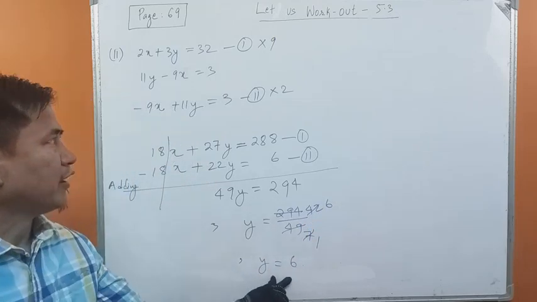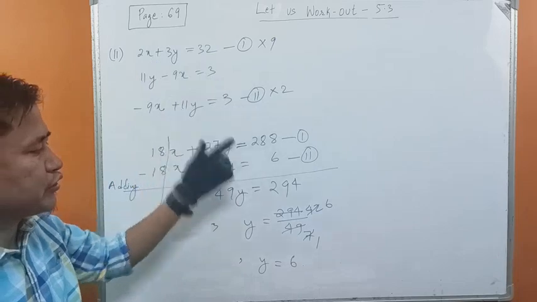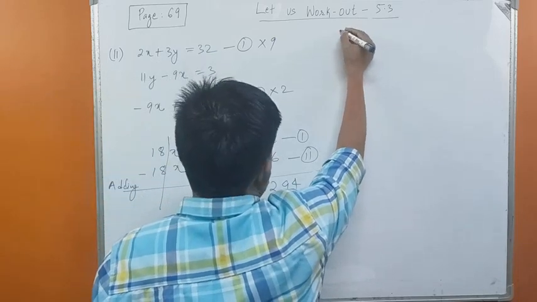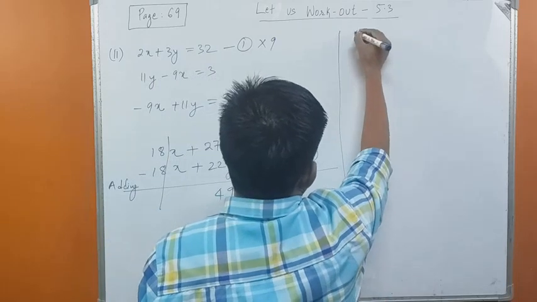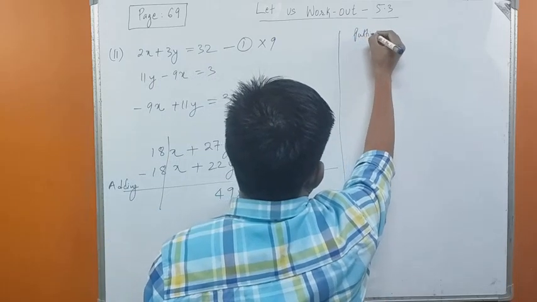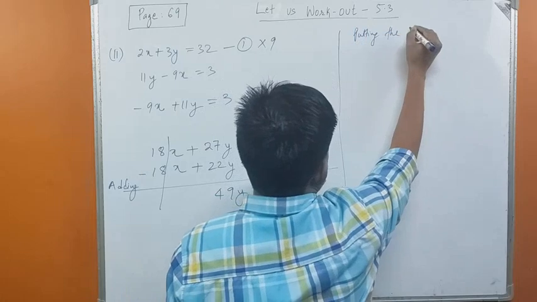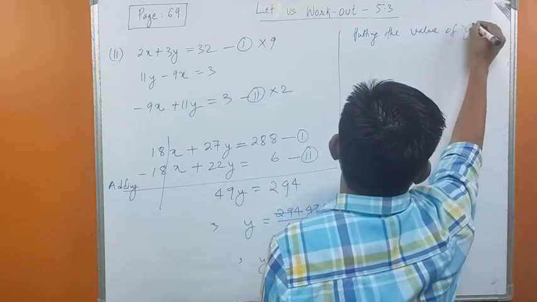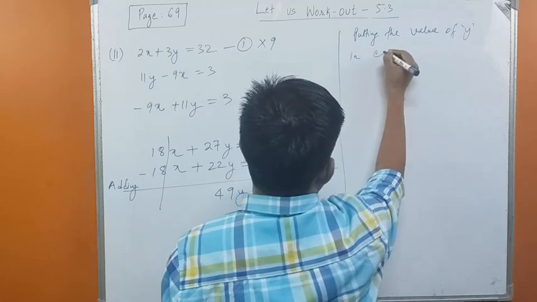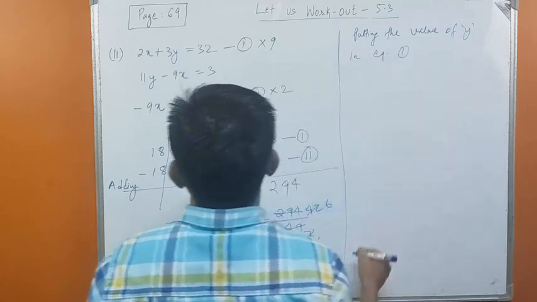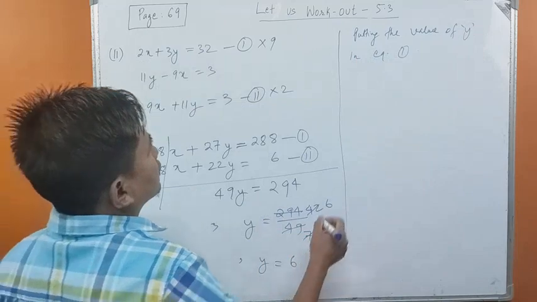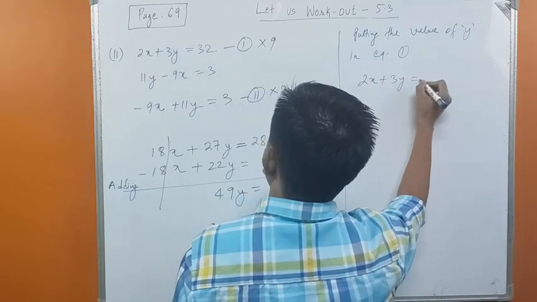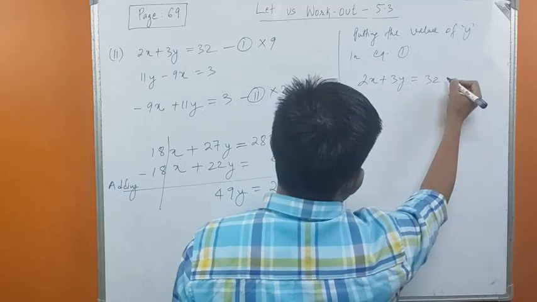Now putting the value of y either in equation 1 or equation 2, we can find the value of x. So let me put the value of y in equation 1, okay? 2x plus 3y equals 32. This is equation 1, isn't it?